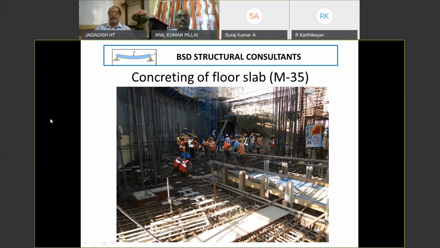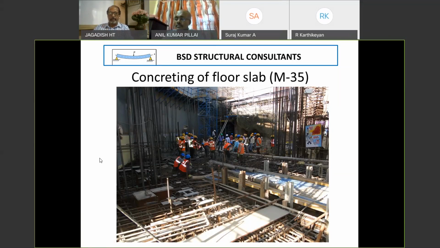This is a typical floor slab concreting being done in a reactor building. I'd like to explain about one particular aspect here. You can see some plates here. Number of plates are there. These are basically the insert plates.